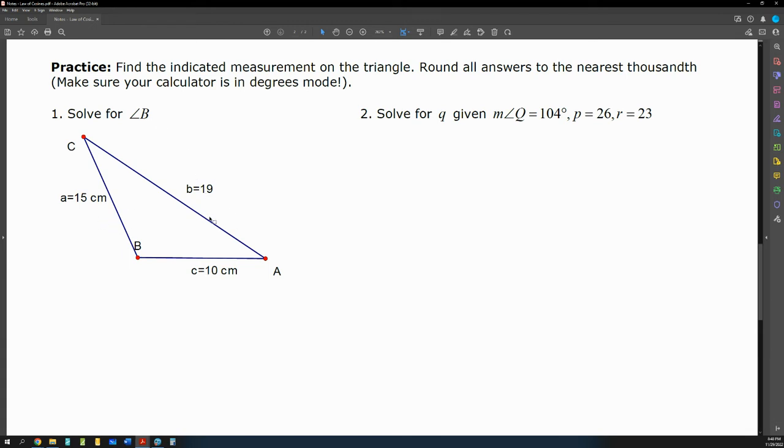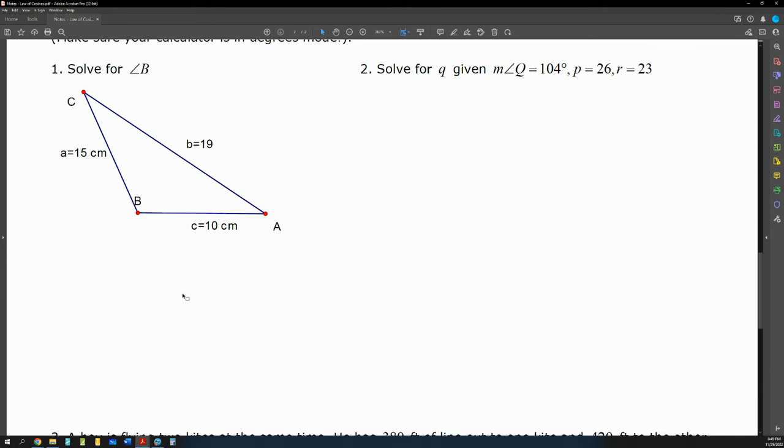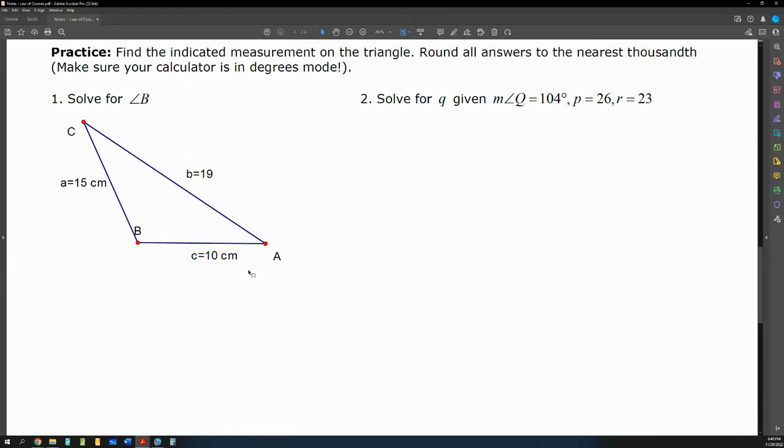The longest side is 19 centimeters, the shortest side is 10 centimeters, and the side length in the middle is 15 centimeters. Let's go ahead and solve for angle B. As a reminder, in the law of cosines, the quantity squared by itself is always going to be that side length across from the angle that you're taking the cosine of. They're going to be on opposite sides of the equation.